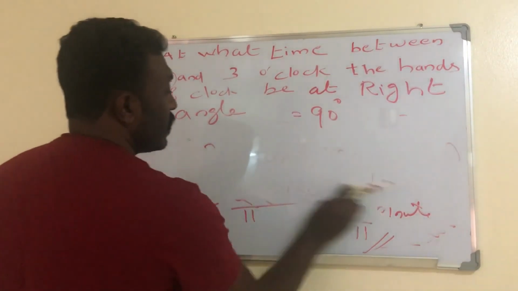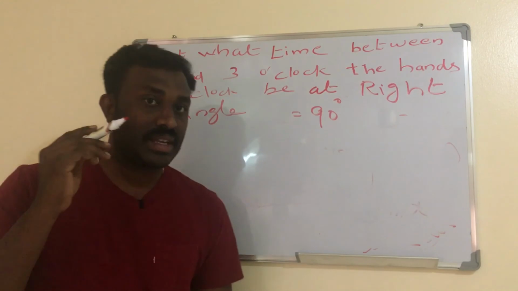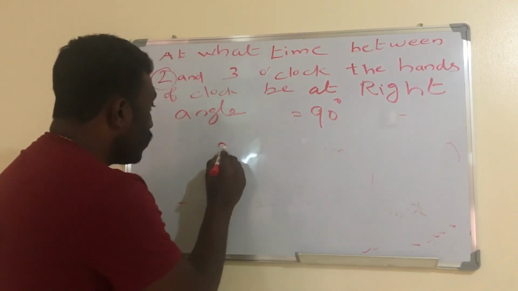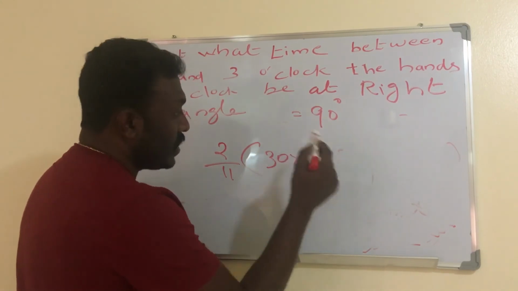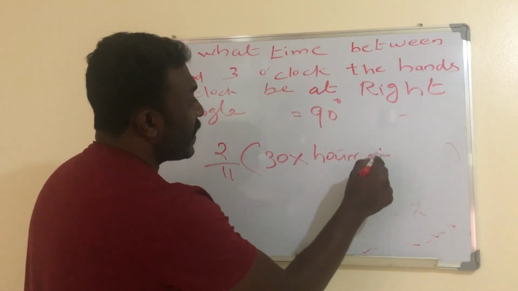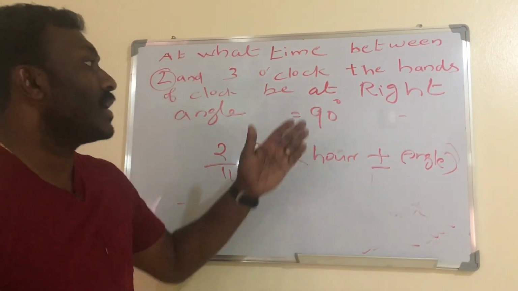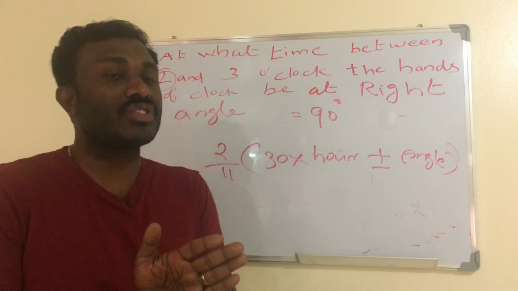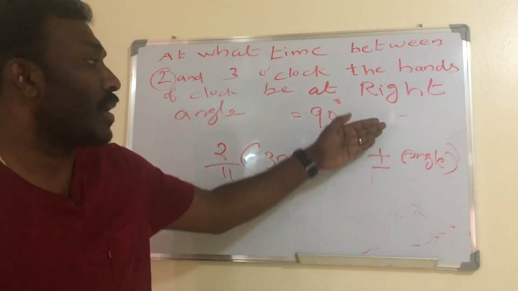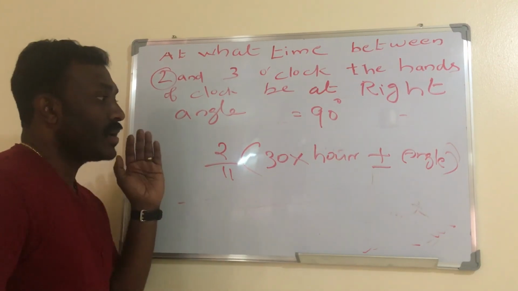So you only have to understand the formula: 2 by 11 into 30 into hour, plus or minus angle. How will you understand the angle? If they say right angle, it will be 90 degree. If they say coincide, then it will be 0 degree. Then plus or minus, I told you how to do it. So you will get the answer.